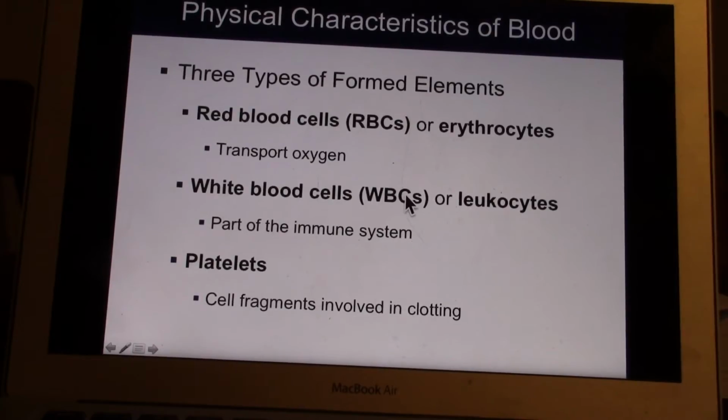The three formed elements: red cells, white cells, also called leukocytes. Red cells are called erythrocytes. The white cells play many functions. There's several different types of white cells. We'll go through them one by one later. And then the platelets are not really cells. They're fragments of cells that are involved in clotting, but they're very important.